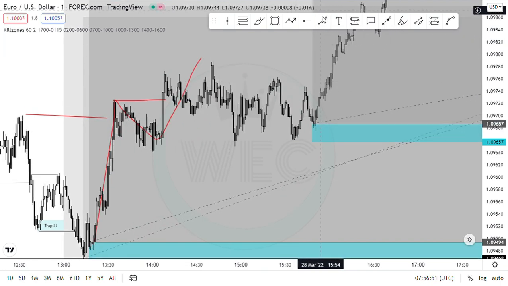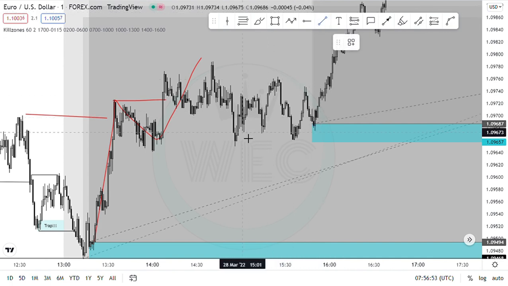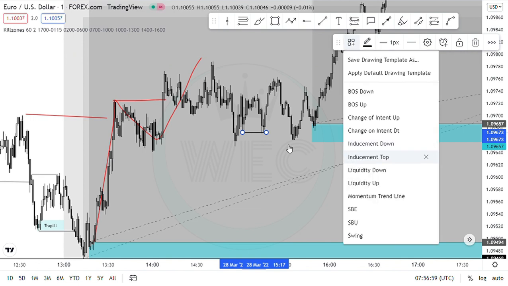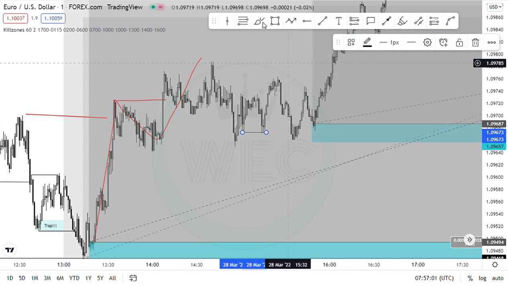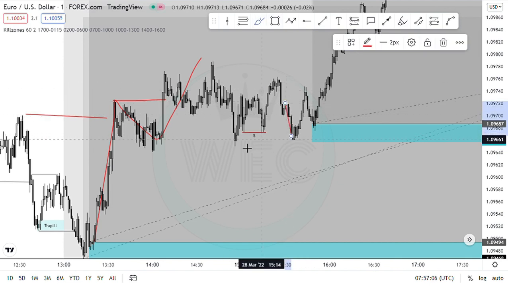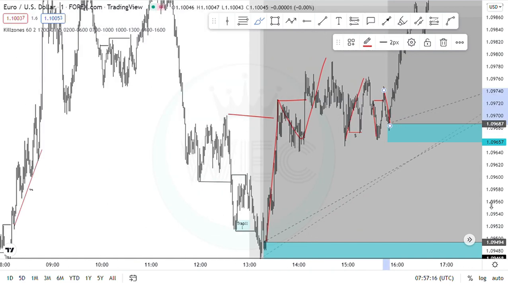I saw relatively equal lows right here, so liquidity to the downside. I saw price take out that liquidity inside this structural leg. And then I also had another confirmation. Then I took the third buy. And where were my targets?